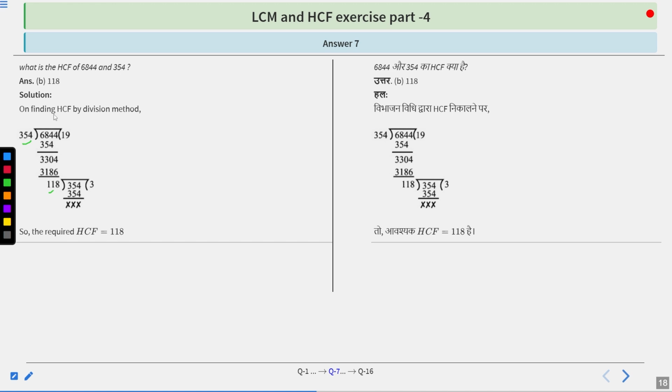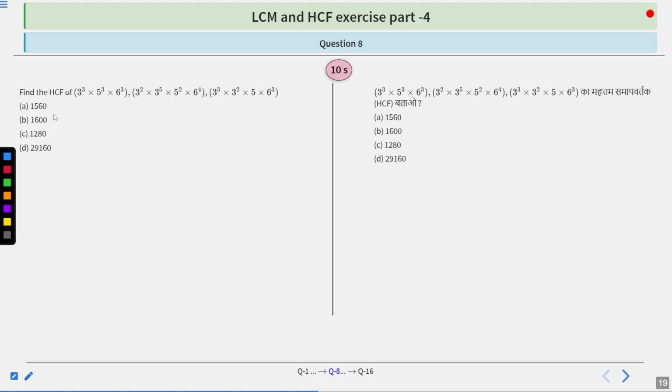Now, from 118, we are going to divide the previous divisor, that is 354. So 118 threes are 354. The remainder is 0. So the last divisor, that is 118, is going to be the HCF. So option number B is the correct answer. We keep on dividing until we get 0 as the remainder, and the last divisor is our HCF. We have to keep this thing in mind.